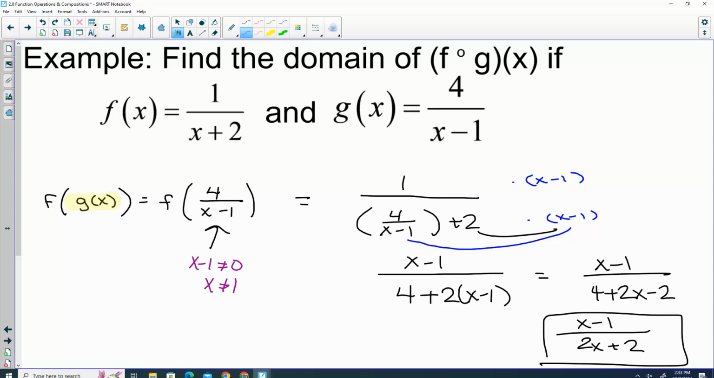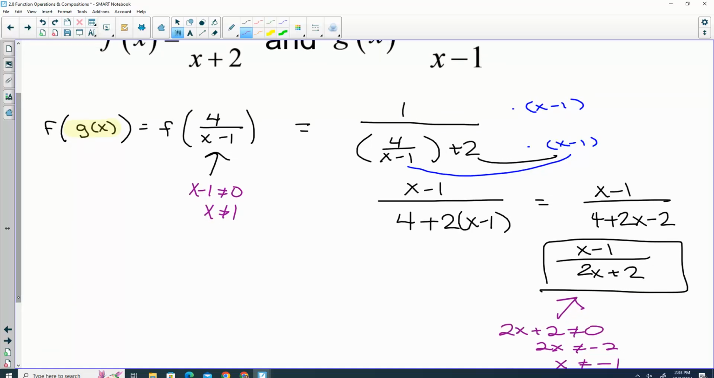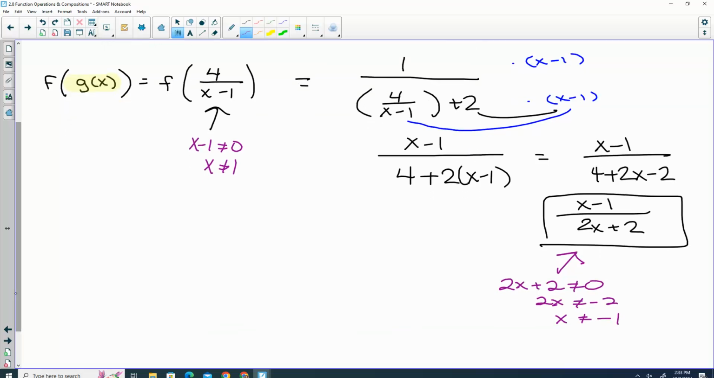This is also not the same as just looking at the 2 original functions. Because what does f say x can't be? Negative 2. But did we get that in our final domain as an issue? No, because if you plug in a negative 2, the first thing you do is put it into g and it turns into another number. Okay, so that's not an issue. So to get your domains, the best option is to actually do the composition, look at the inside function, and your final answer. So we got 2 things that x cannot be.